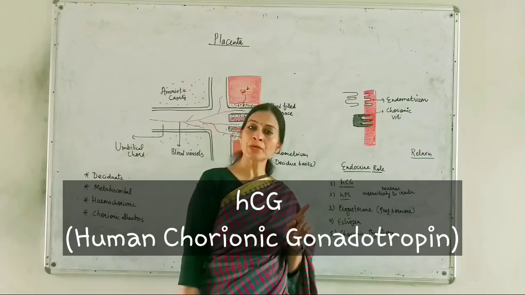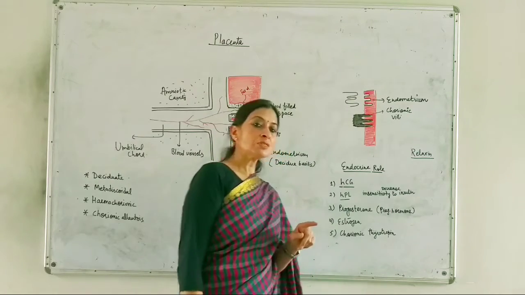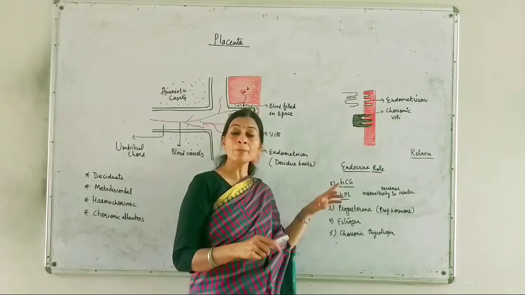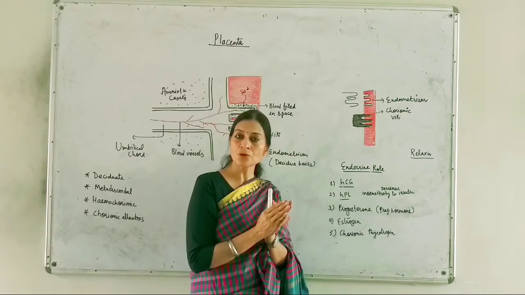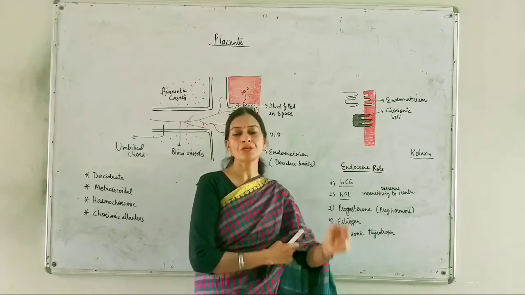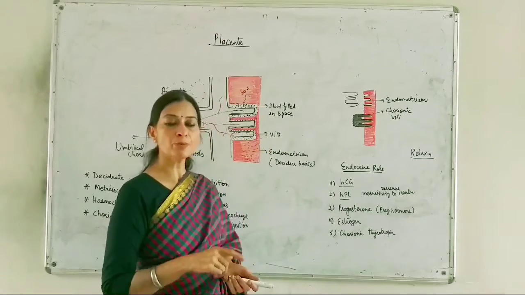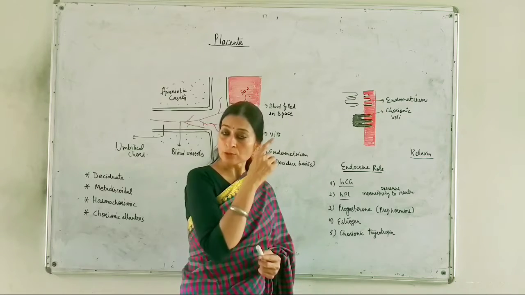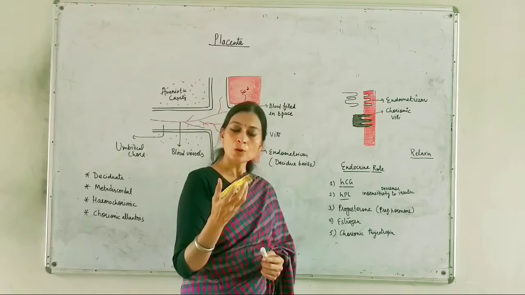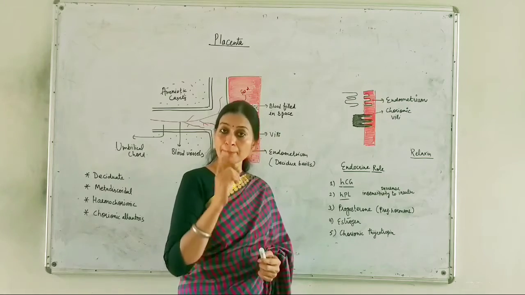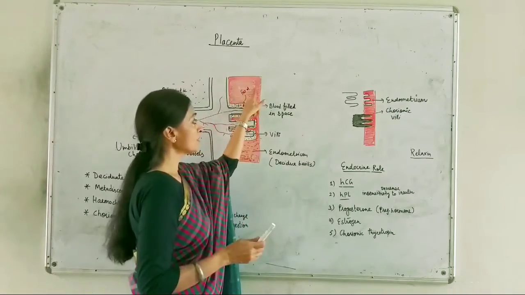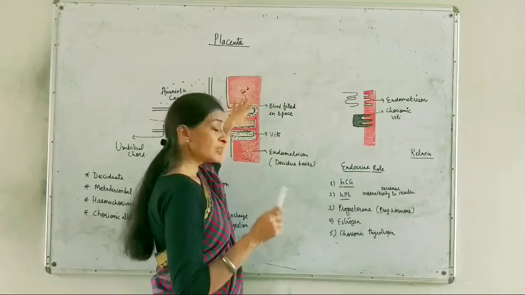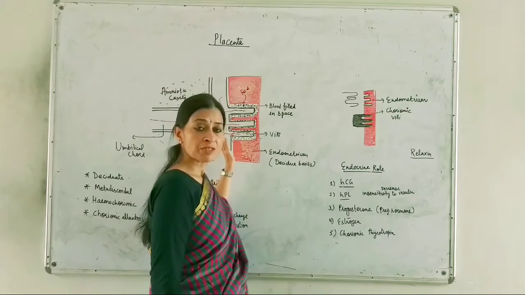This human chorionic gonadotropin is the hormone which is released by this chorion, and this will help in maintenance of corpus luteum in the ovary. You know that corpus luteum is a very important structure which was formed by the rupturing of Graafian follicle. That corpus luteum releases a hormone, progesterone, and progesterone is necessary to maintain this lining. This endometrium is a very important layer because it is the layer through which connection of fetus is maintained.